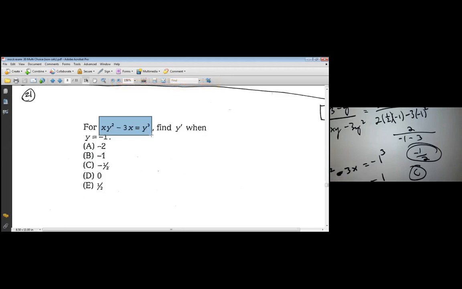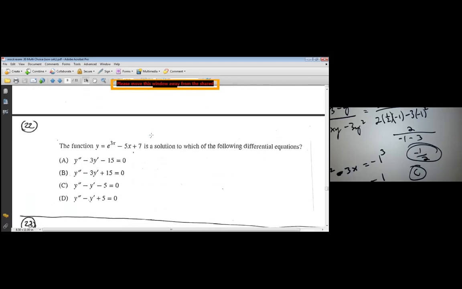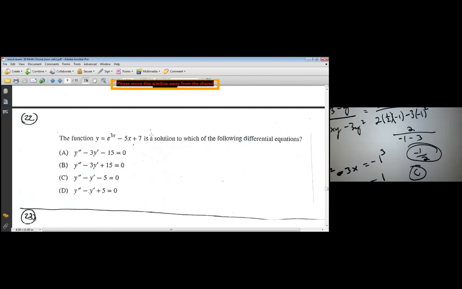Questions, comments, thoughts? Everybody good? Yep. Okay. 22 is going to be a lesson for a different day. We got to go through that one. Let's just throw that one away right now.